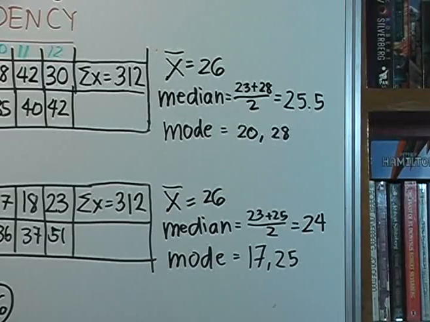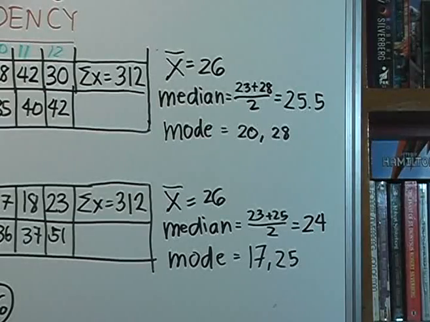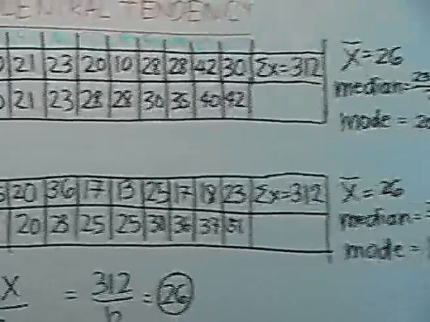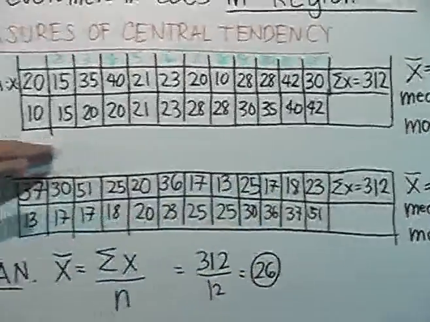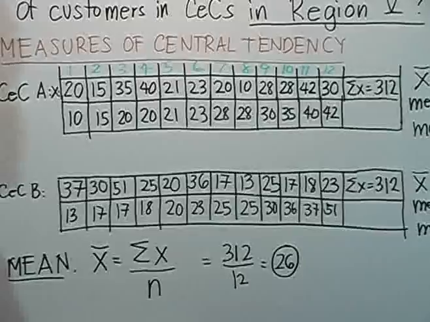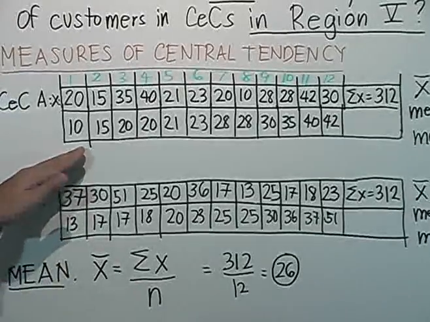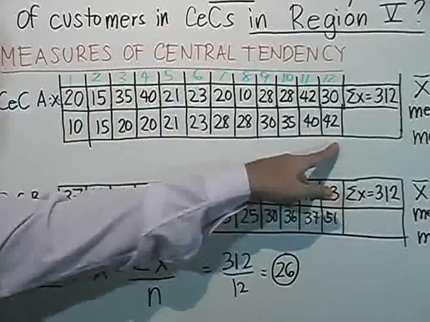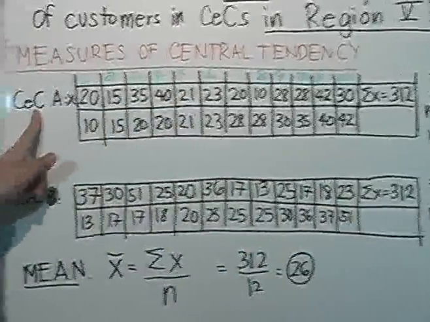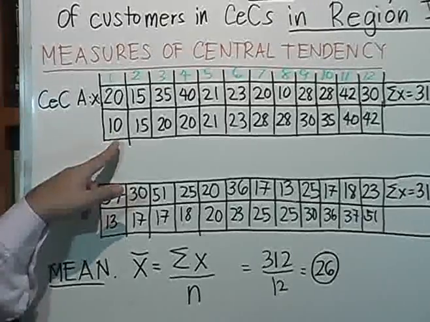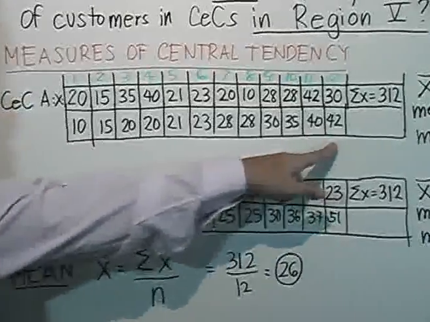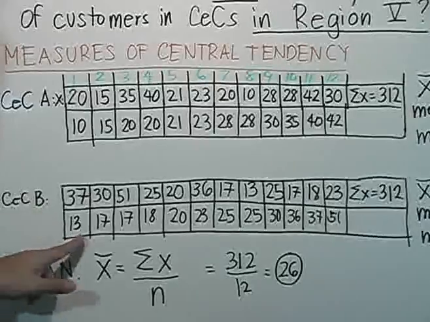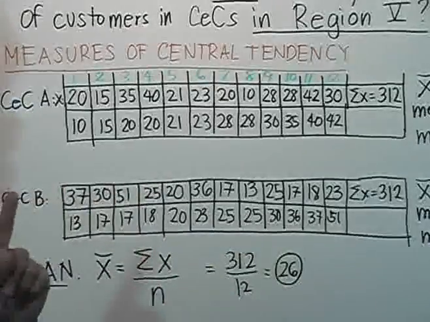So now let's go to two other concepts of central tendency. The first one is the median. The median is basically what we call the centermost value in an ordered array of values. It means ordered because you have to rearrange the values that you've got in your data from highest to lowest. This is what I did, for example, for CECA. I ordered the values from highest to lowest, and the same thing for CECB, lowest to highest. So you can get the median out of that.